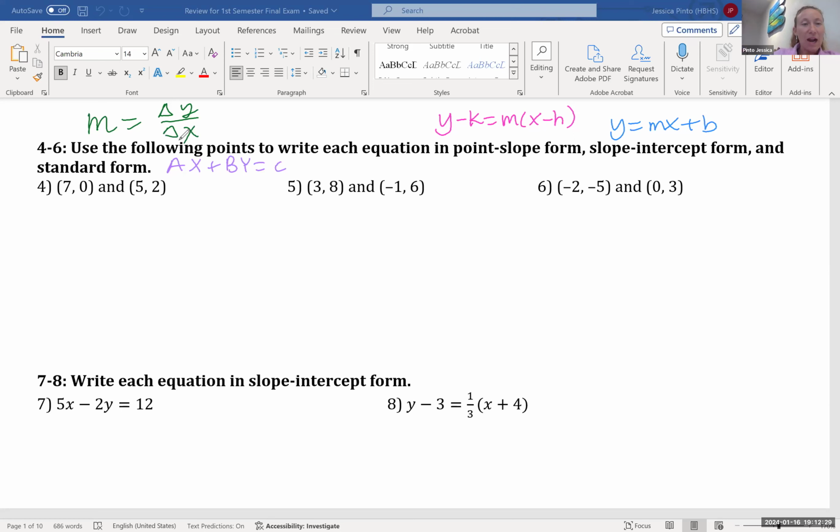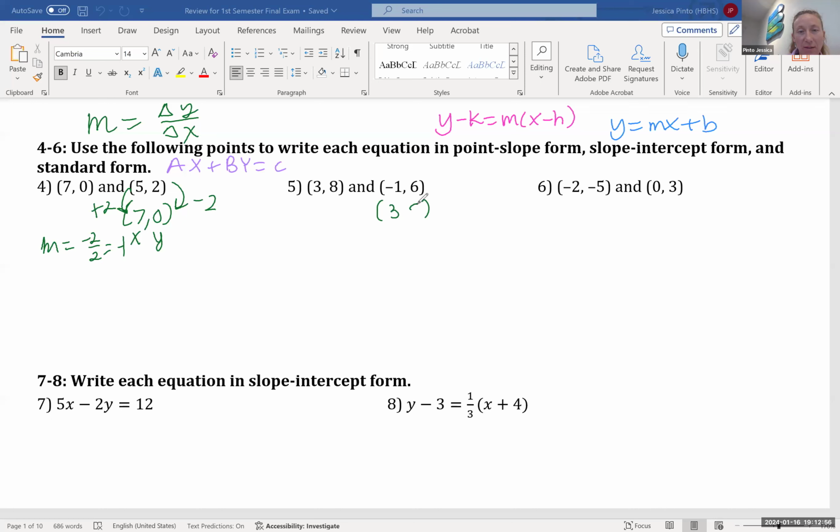And I always do stacked slope. So I'm going to put 7, 0 here. These are the y values, these are the x. And to go from 2 to 0, I subtracted 2. To go from 5 to 7, I added 2. So my slope is equal to -2 over 2, which is -1. I'll find the slope for number 5 next.